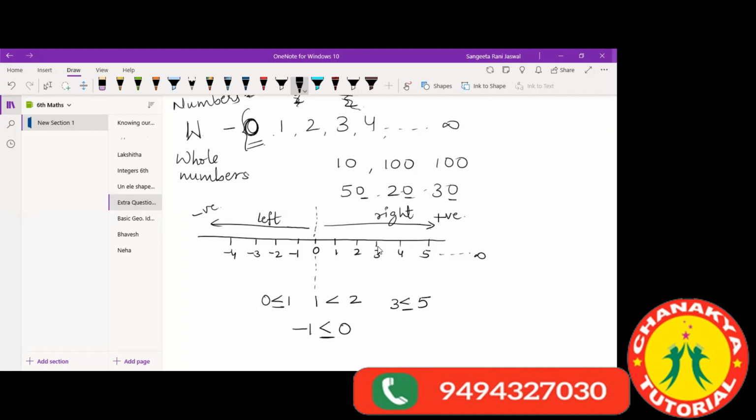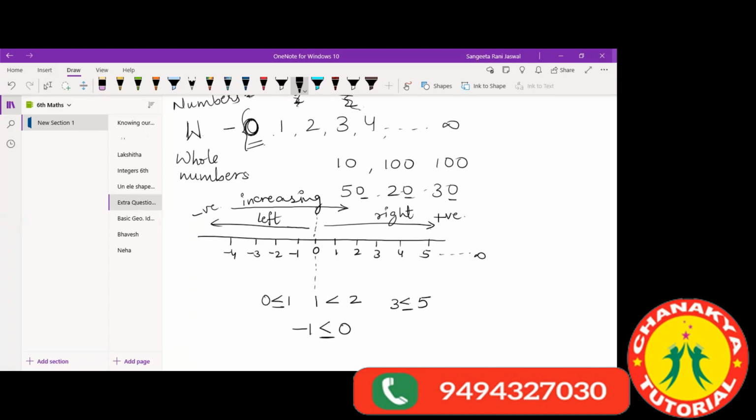Tell me some reason why 0 is greater. See, numbers always increase when they move towards the right side. Numbers are always increasing towards the right side. Okay. So since 0 is towards the right side of -1, we can say that 0 is greater number. Yes. Numbers are always increasing on the right side.